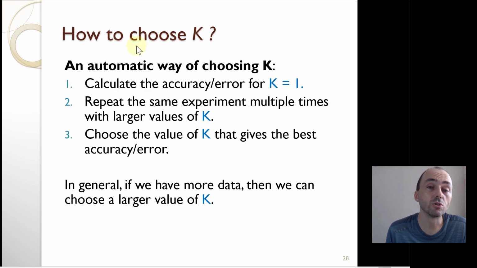So how to choose k? There is one way we can do to make this easier. We calculate the accuracy or error when we do the prediction with k equal 1. Then we repeat the experiment many times with larger values of k, like k equal 2, 3, 4, 5, 6, 7, and so on. And then we choose the value of k that will give the best accuracy or the lower error. Okay. So in general, if we have more data, then we can choose the larger value of k.